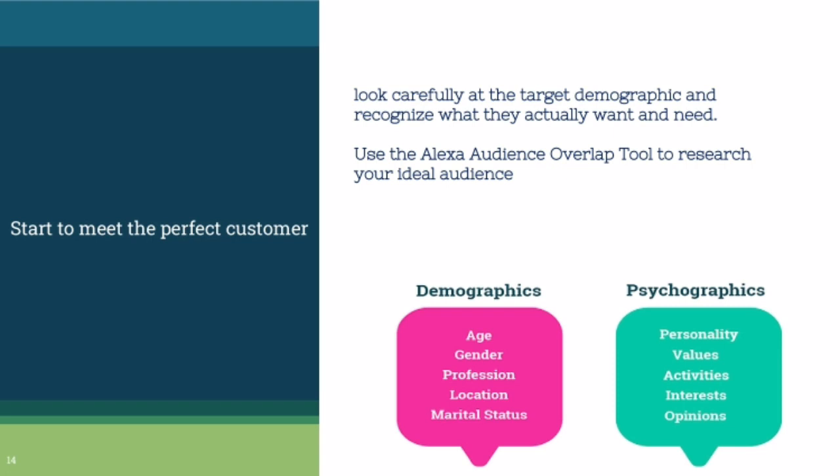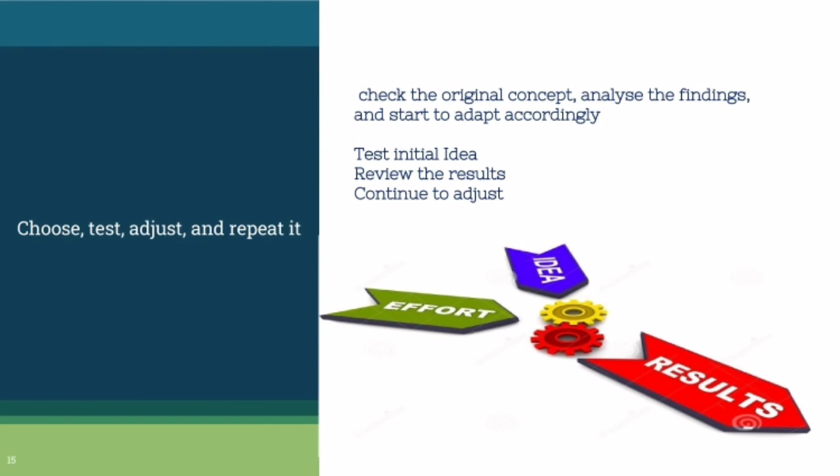There is a link over there where you can click to take you to that website, or you can just search Alexa Audience Overlap tool to find more ideas about it. So after you've done this, the first step, you identify your interest. You ask yourself those several questions. The second step, you make the research, and the third step, you meet your customers. Now you choose, test, adjust, and repeat it.